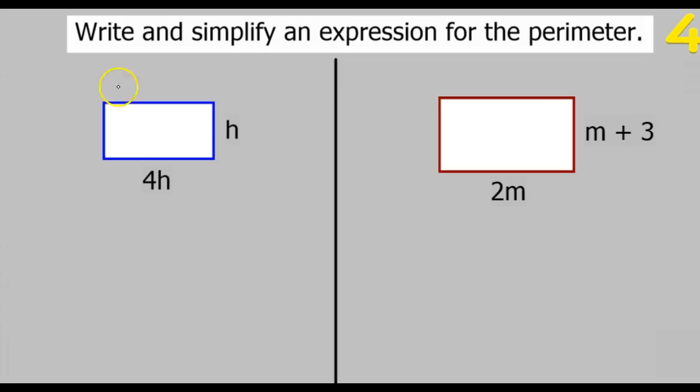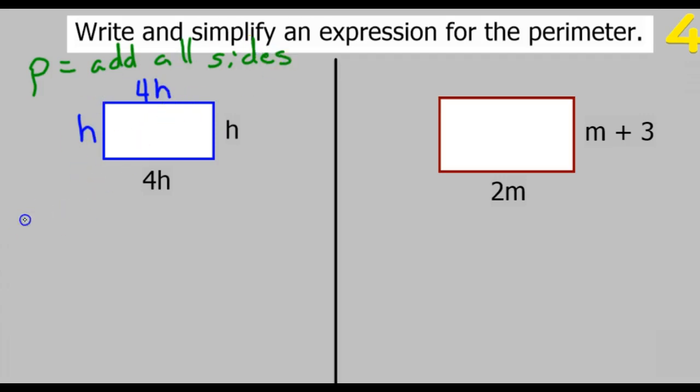Alright, so now I am writing and simplifying an expression for the perimeter. Now the perimeter, if you remember, means we're going to add all the sides. Now what we have are these shapes, and they're rectangles. What we know about rectangles is that the opposite sides are equal. So if we know that this side is h, the opposite side is over here, and that's equal, so we also have an h. Here we have 4h. The opposite side is here, which is also 4h, because they're equal.